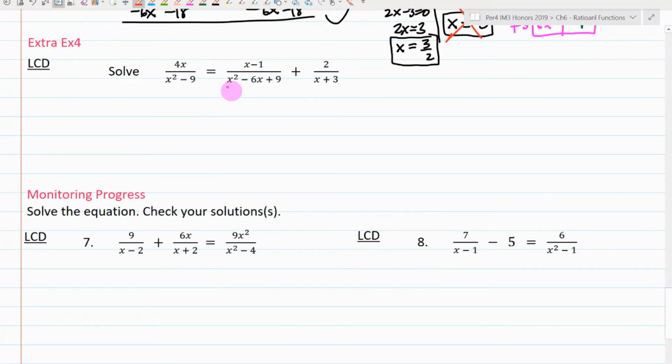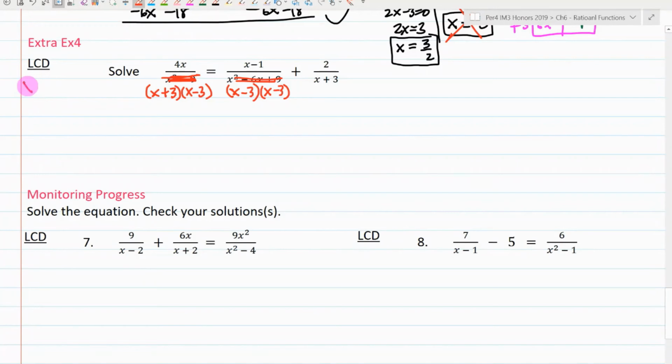Okay, so here I'm going to factor this. Actually, I have to factor both of these. So x plus 3, x minus 3. And then as soon as you factor, cross that out so you don't have an extra denominator. This one's going to be x minus 3, x minus 3. And this one's just x plus 3.